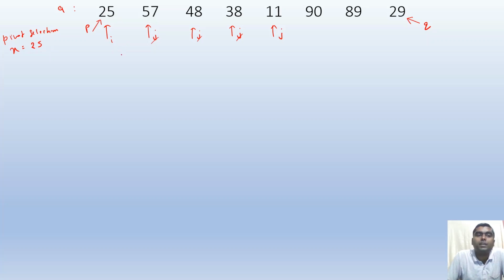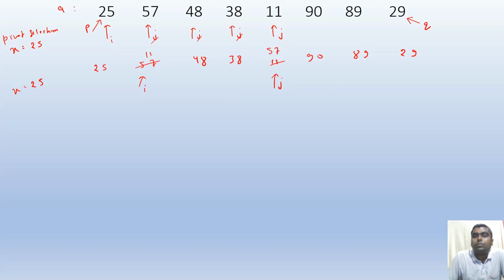We will increase i. So i will be increased. So now this time the array is 25, 57, 48, 38, 11, 90, 89 and 29. So i will be incremented, so i comes here, and j is this particular location. And a of i and a of j, what will we do? Interchange. So this 11 will come here and 57 will go there. So this will now become 57. Okay. Finally, your X is what? X is 25 only.